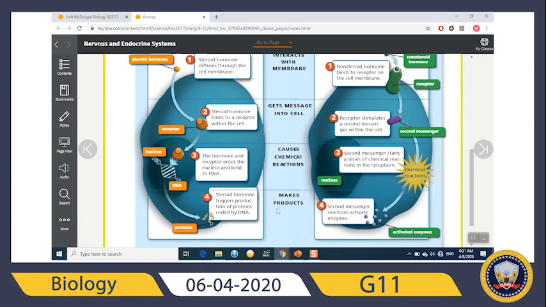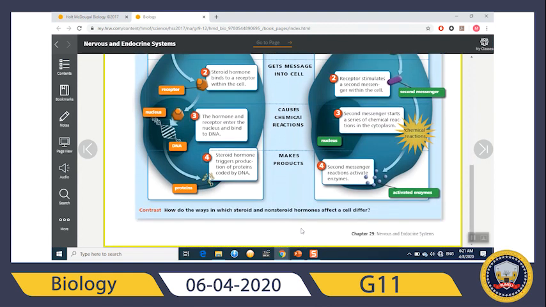What are the products? The steroid hormone will trigger the production of a certain protein coded by a certain segment of DNA, while the non-steroid hormone, the second messenger reactions in the cytoplasm, will activate the enzymes needed or targeted. So, answer this question: How do the ways in which steroid and non-steroid hormones affect a cell differ?